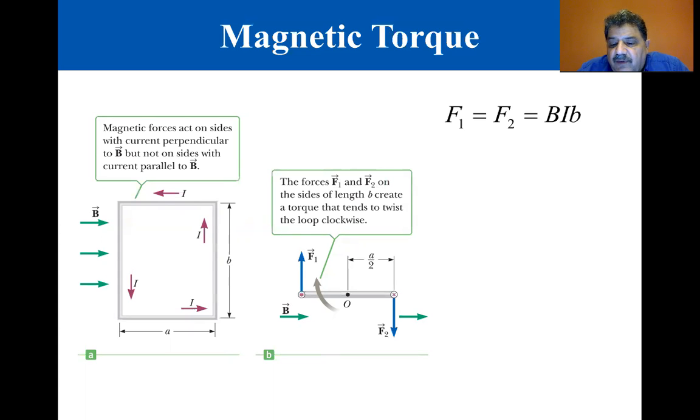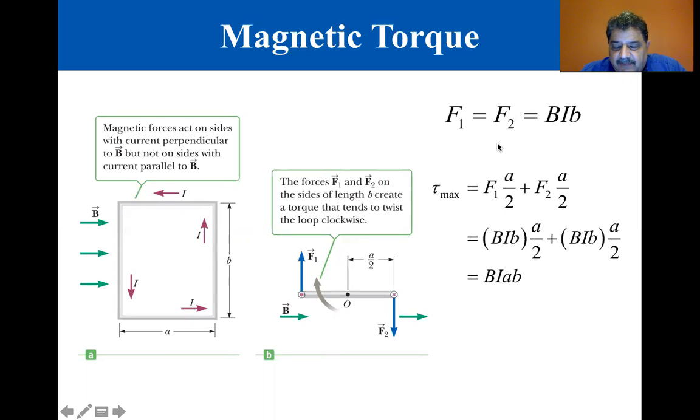Now let's look at the figure on the right where we can see the loop from the side. The forces are directed as shown. Let's assume the loop is pivoted so that it can rotate about a point O. You can see that these two forces produce a torque about O that rotates the loop clockwise. The magnitude of this torque, tau max, is given in the equation.